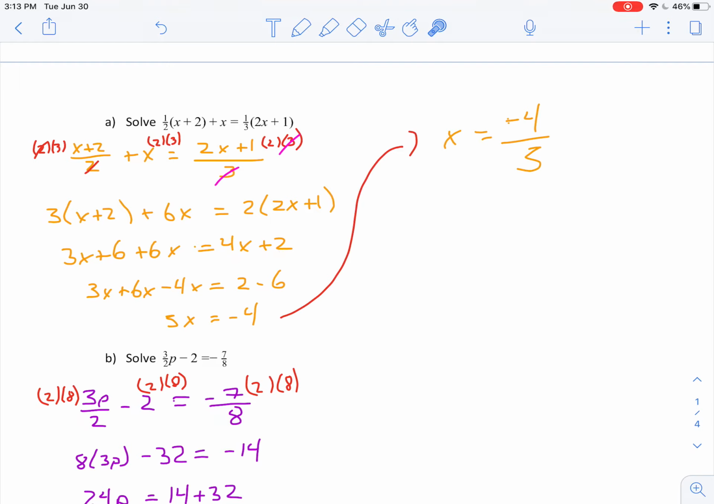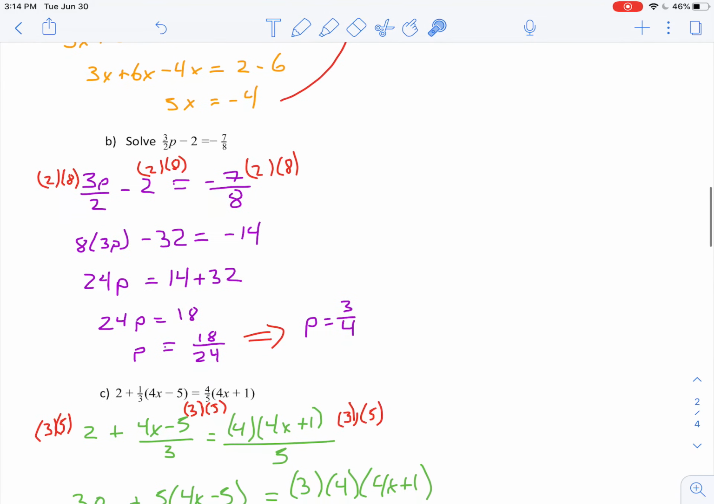I need to move my variable terms to one side of the equation, my constants to the other. So now I have 3x plus 6x minus 4x, which gives me 5x. 2 minus 6 gives me negative 4. Now I continue onward. To isolate for my variable x, I divide both sides by 5, in which I'm left with negative 4 over 5 as the value for x.